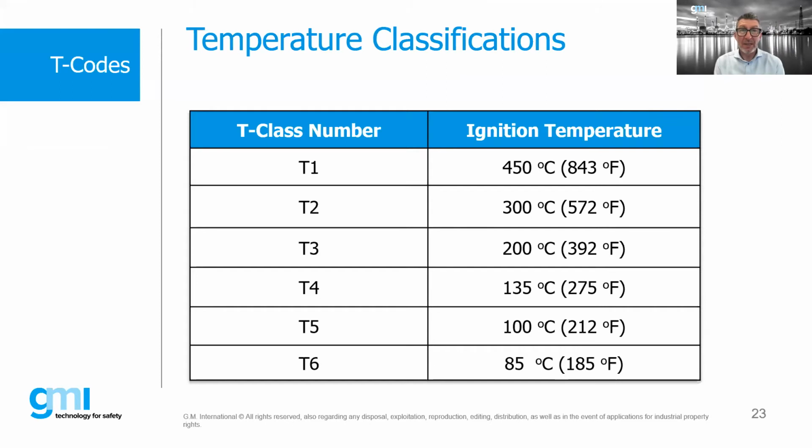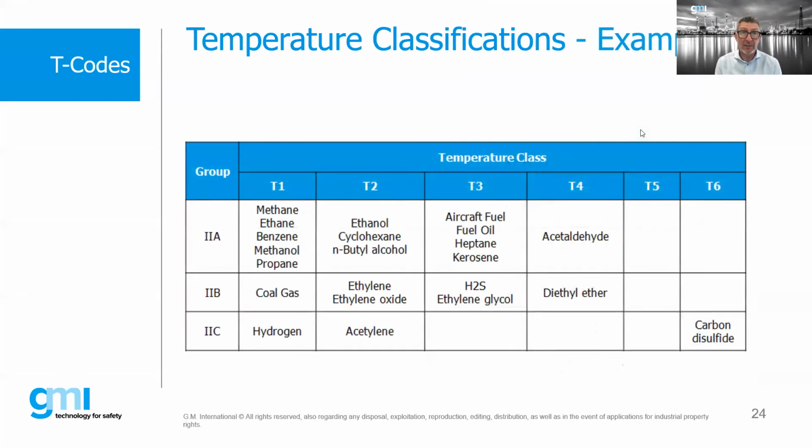No issue. But guys, if you have a T6 gas, you need to look for a T6 product. Else you cannot install it. The next slide had it. Carbon disulfide. Yes, carbon disulfide is actually the only gas that's rated at T6. It has an ignition temperature of 90 degrees C.